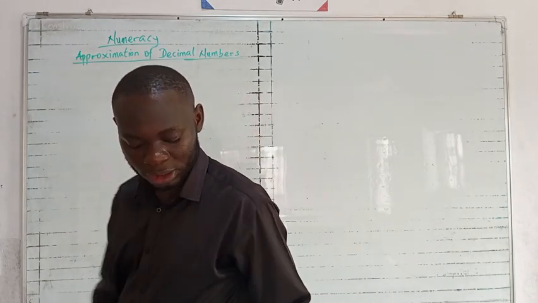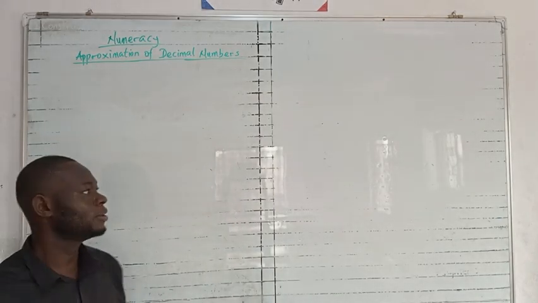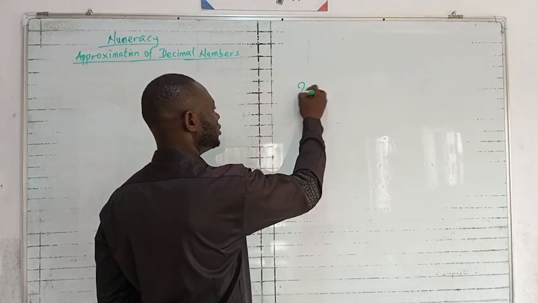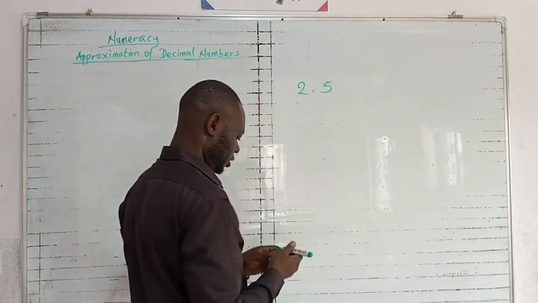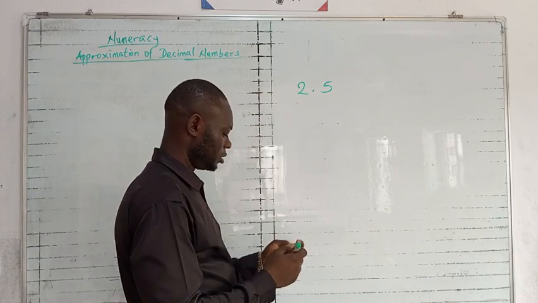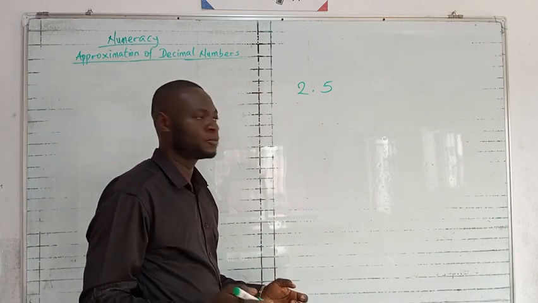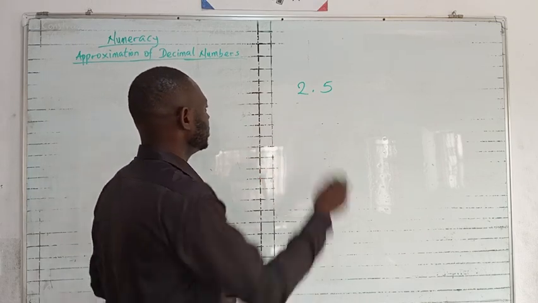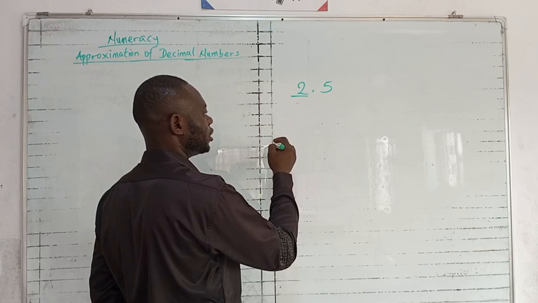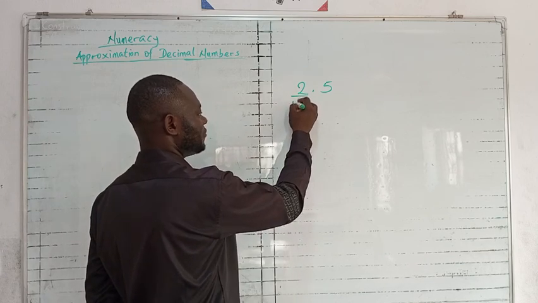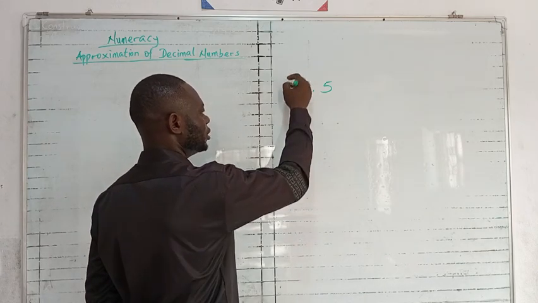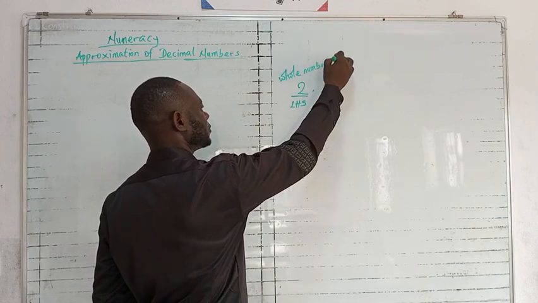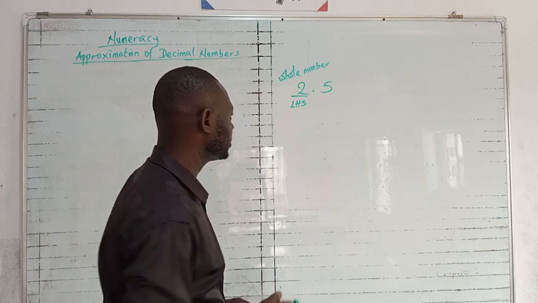We said that a decimal number is a number that has a decimal point. So if I have this number 2.5, 2.5 becomes a decimal number. And remember, we said that a decimal number has two or three parts. The first part, which are the numbers at the left-hand side of the decimal number, is known as the whole number part. They are known as the whole numbers, right?